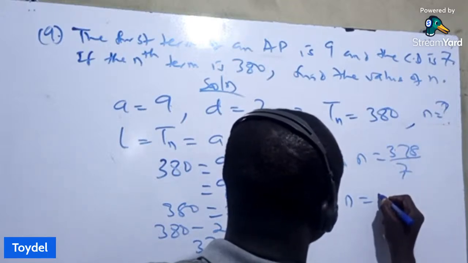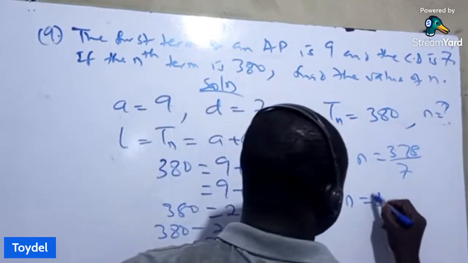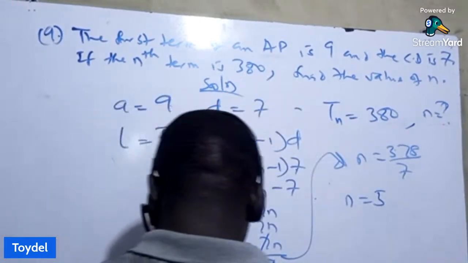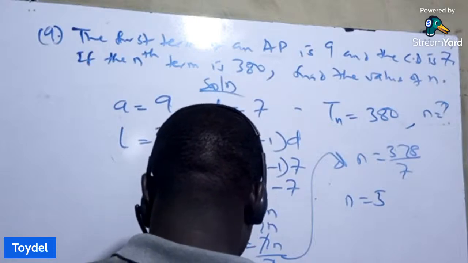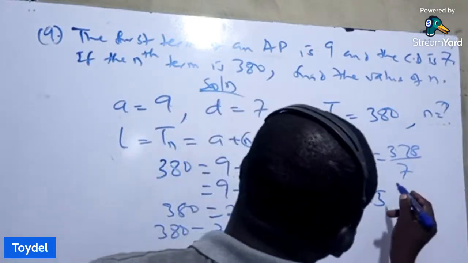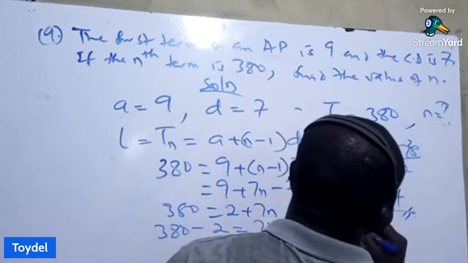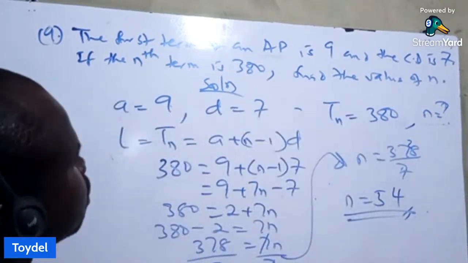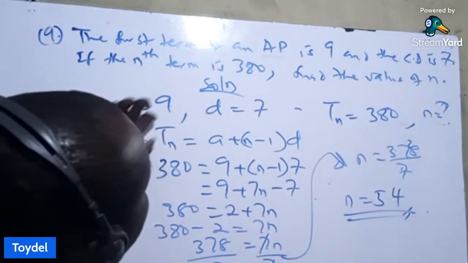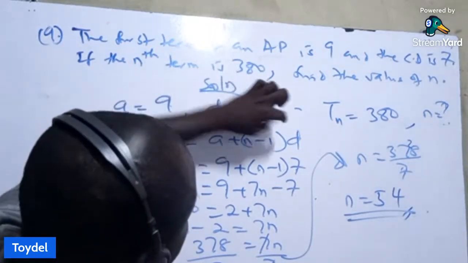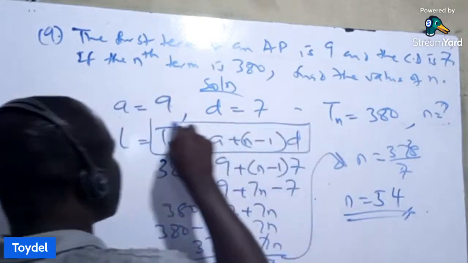7 times 5 is 35. So 378. That is 5, 35. 7 into this is 54. So n is equal to 54. But if I don't know the formula for the last term or nth term of an arithmetic progression, I won't be able to solve this question, because the knowledge of this formula is required.